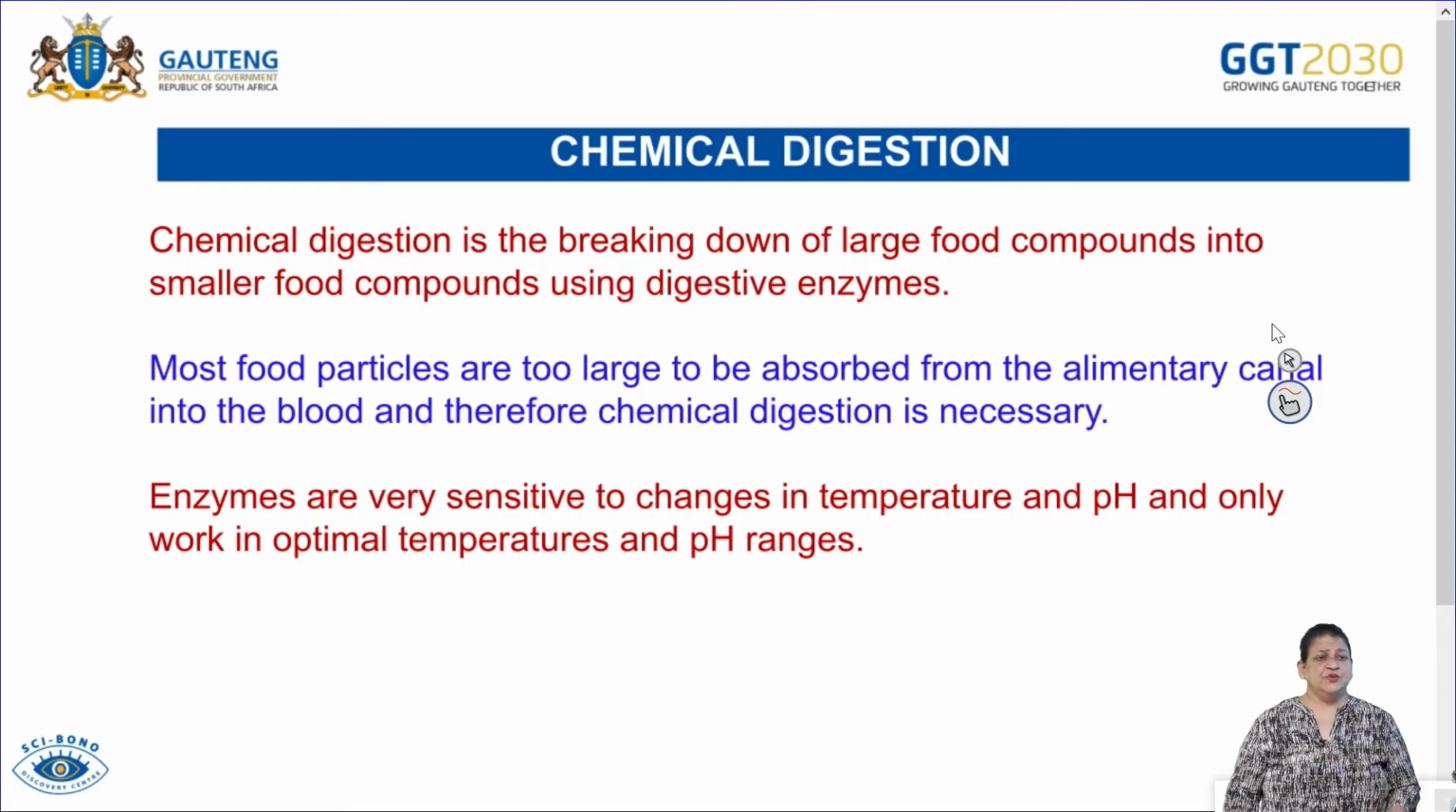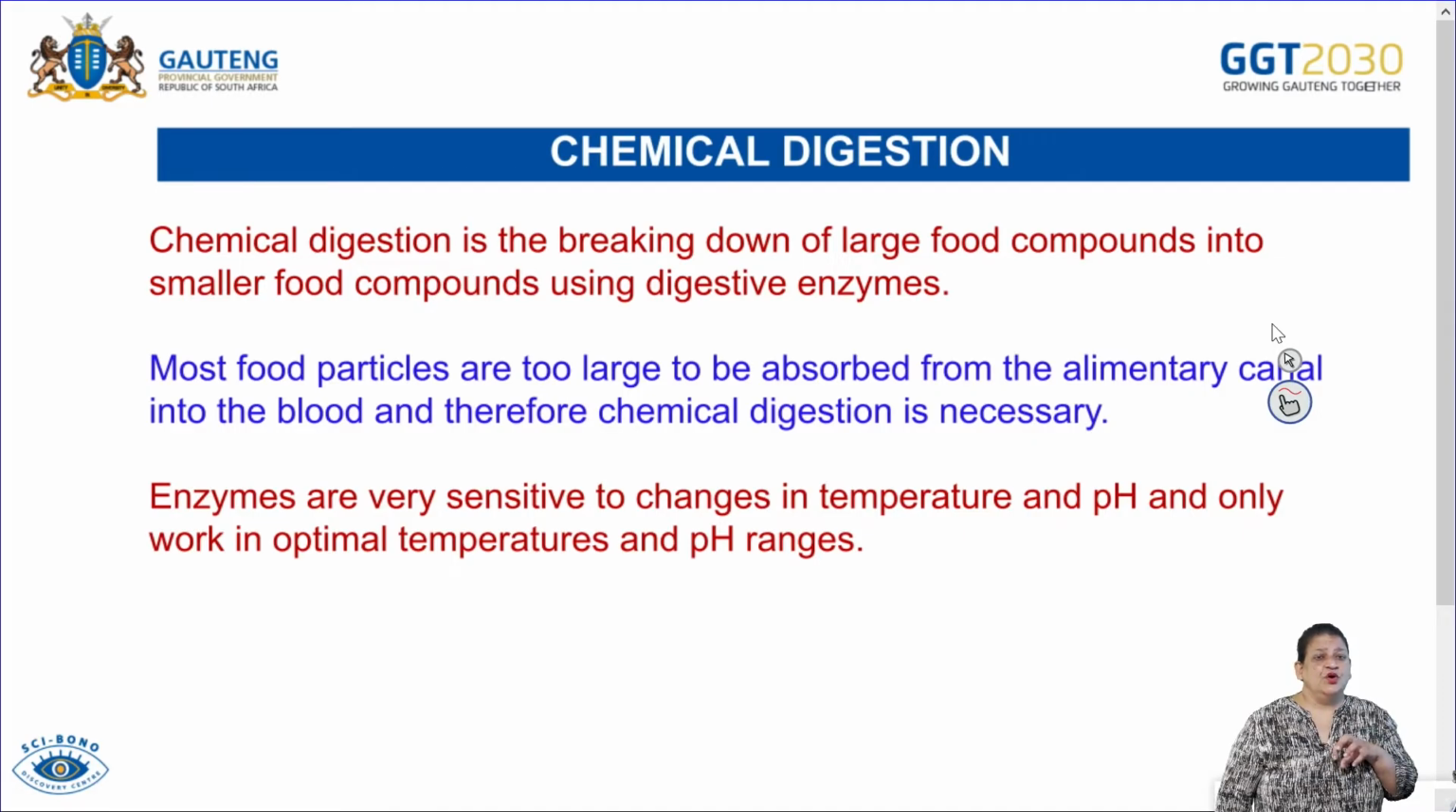And then also, enzymes are not only sensitive to temperature, they're also sensitive to the pH. pH means your acid-alkali value. So in the mouth, we have a neutral pH medium. In the stomach, we have an acidic pH medium. So the enzymes in the stomach will only work in the stomach because that's where they're suited to work.